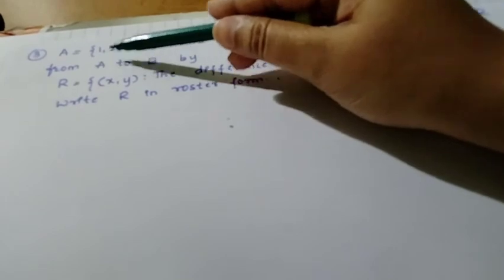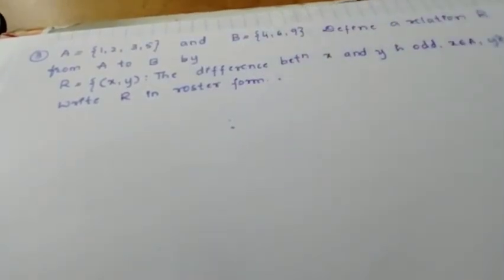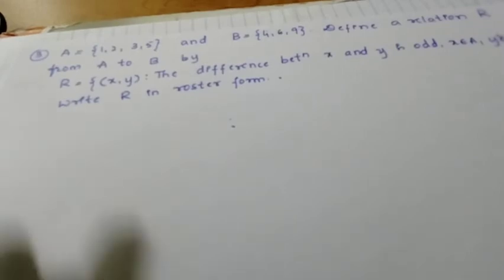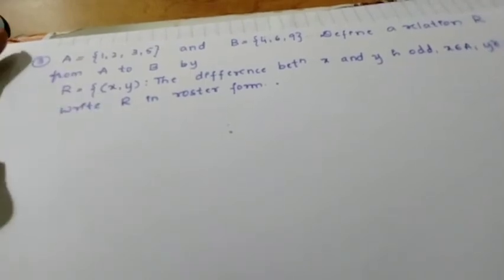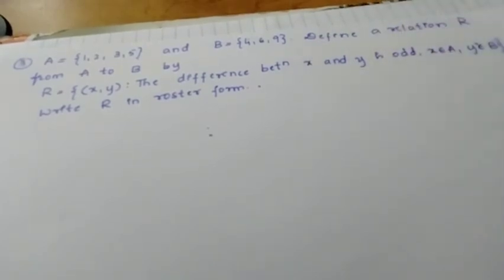Next, the third example. A is equal to {1, 2, 3, 5} and B is equal to {4, 6, 9}. They have given you two sets here. Define a relation from A to B. You have to write the relation. But they have not given this in terms of y is equal to. But they have given one thing: the difference between x and y is an odd number.